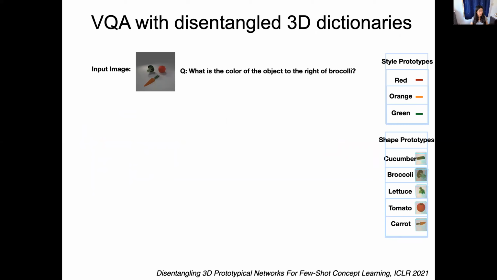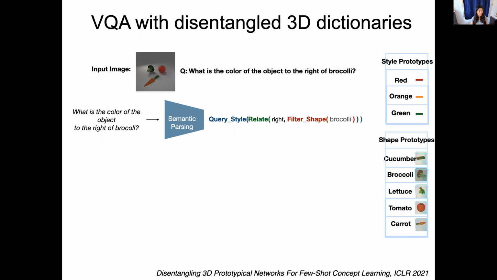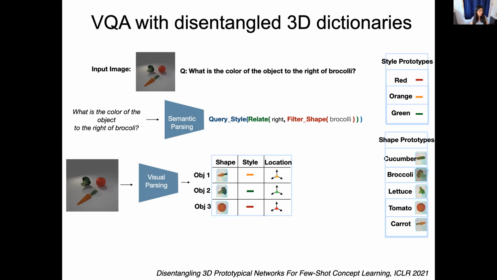We'll have an image, and then the question will be, what is the color of the object to the right of the broccoli? And we'll train a semantic parser from a small amount of data. It works very well to spit out the program that we need to apply on our 3D representations. Our visual parser, which is essentially GRNN, 3D object detectors, and then shape and style disentanglers, will spit out for every image a set of object properties, where the object properties are the shape, this is the 3D content code, the style, and the 3D location. And then we'll go ahead and apply this program to that 3D disentangled object representation.